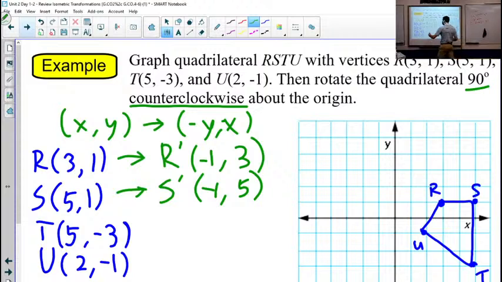Next one is t. To get to t prime, this one's a little bit different. We're still going to switch x and y. So 5, negative 3 becomes negative 3, 5. And then that first coordinate, the negative 3, it's going to get its sign changed. It was negative, now it's positive.